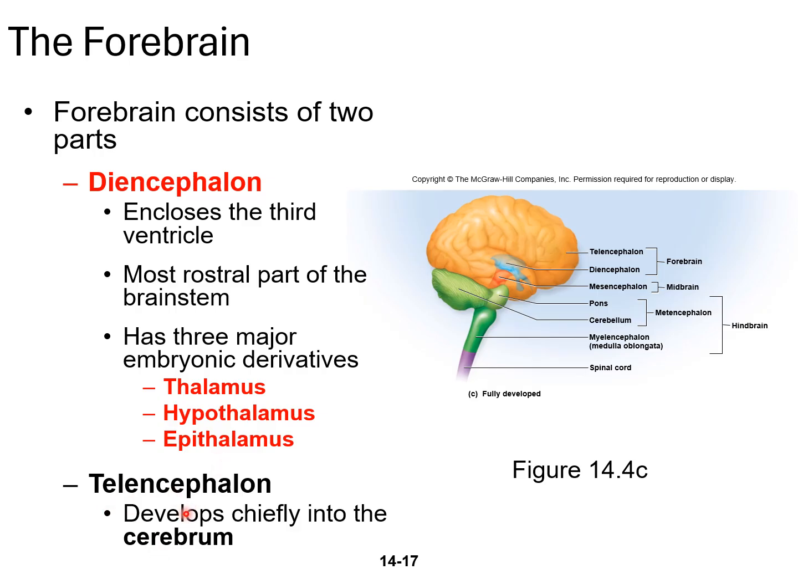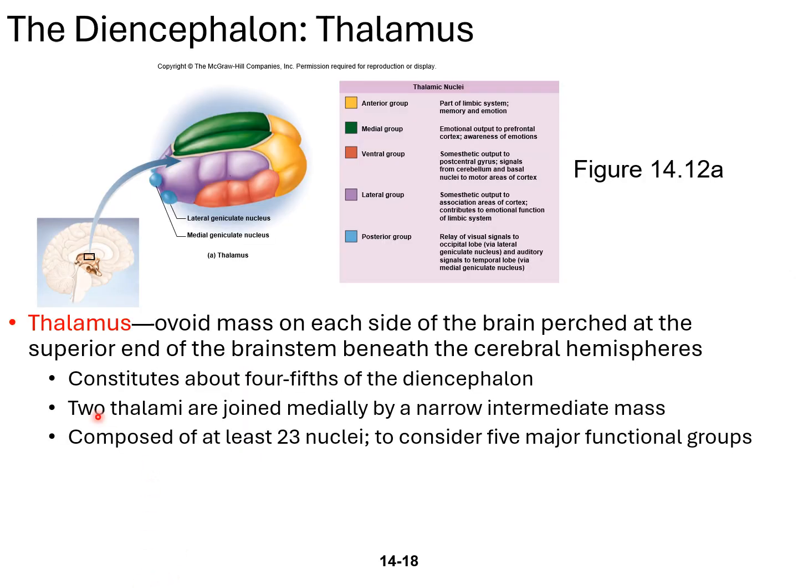So the telencephalon we'll talk about later. Cerebrum. The thalamus. Oval mass, each side of the brain, perched at the superior end of the brainstem beneath the cerebral hemisphere.